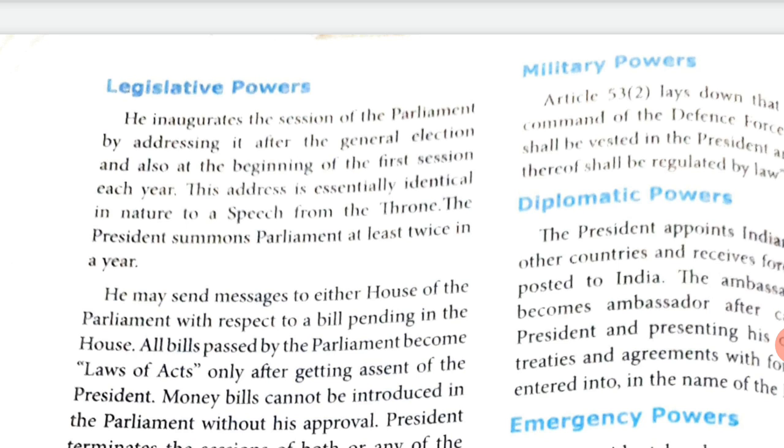This address is essentially identical in nature to a speech from the throne. So the address, the talk made by the president, is similar to the talk made from the throne. Throne means by a king. Okay, the president summons, that means calls, parliament at least twice in a year. So 2 times in a year.